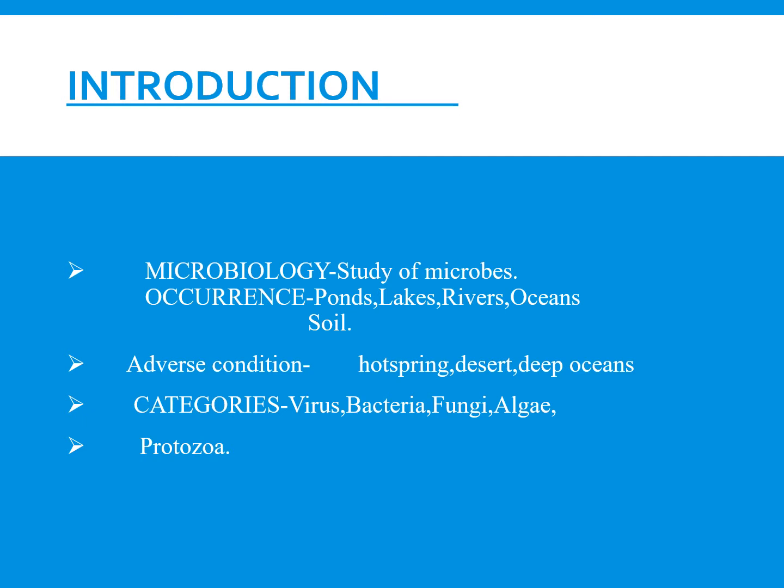And they can occur in adverse conditions, very unfavorable conditions, such as hot springs, deserts and deep oceans. A hot spring is very hot, a desert has a very hot climate, and deep oceans means even at the bottom of the sea, these microbes can occur. So that is the occurrence of these microbes even during adverse conditions like hot springs, deserts and deep oceans. Right?